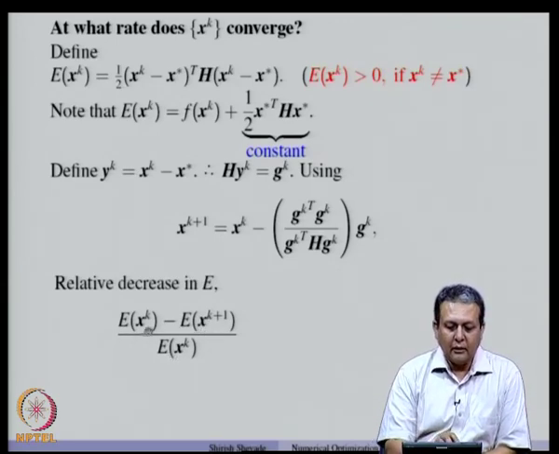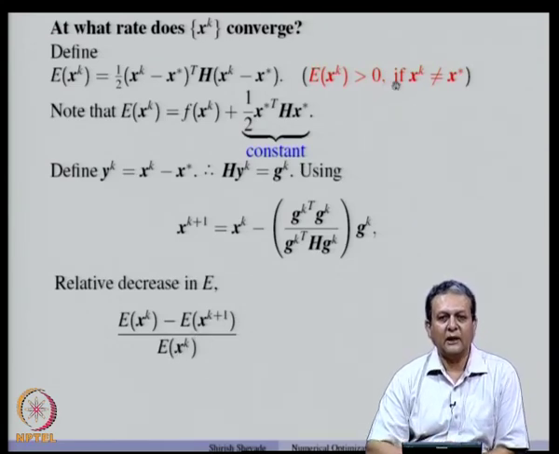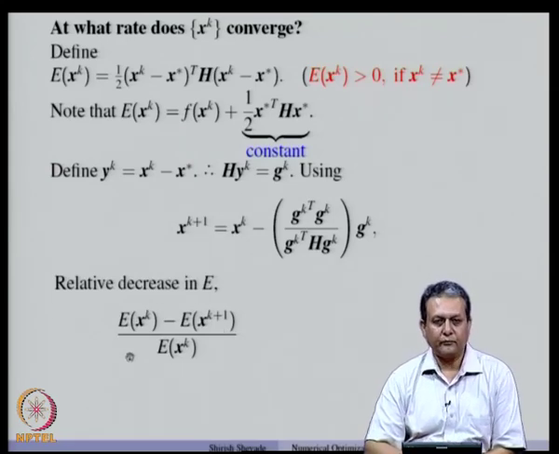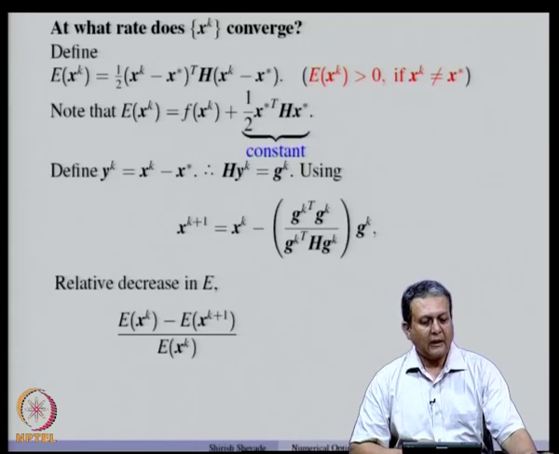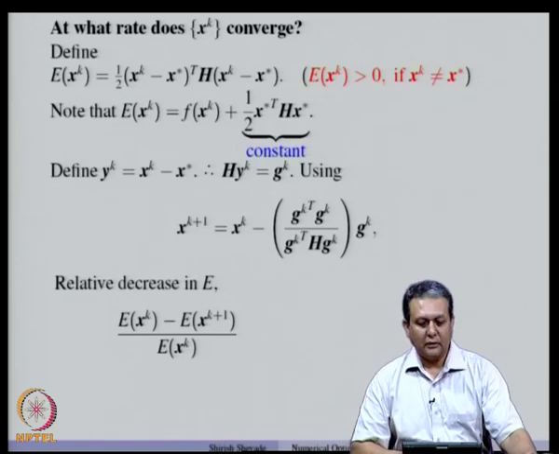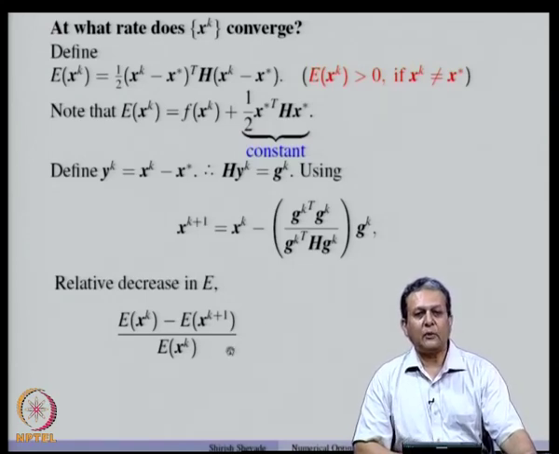Remember that we are trying to minimize the function E. So, E(x_k) is greater than E(x_{k+1}), because we are minimizing the function E. Secondly, E(x_k) is always greater than 0 when x_k is not equal to x star. So, assuming that x_k is not equal to x star, this quantity is always positive, and we want to see how the sequence x_k approaches the optimal point x star.